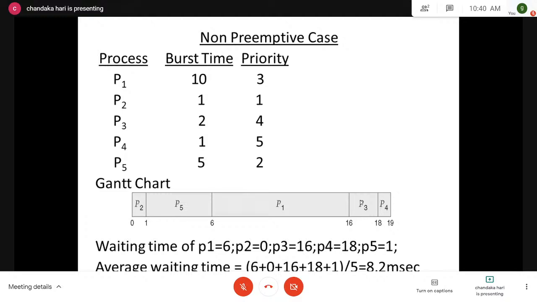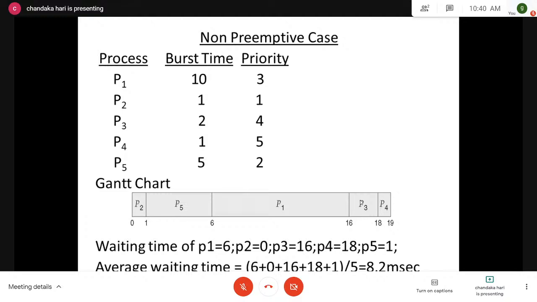That's it. This is the non-preemptive case, and similarly we also have a preemptive case. In this we have another column called arrival time. At every arrival of a new process, we need to see who has the higher priority. Once the currently arrived one has a higher priority, we forcibly stop the execution of the currently executing one and give control of the CPU to the high priority process.